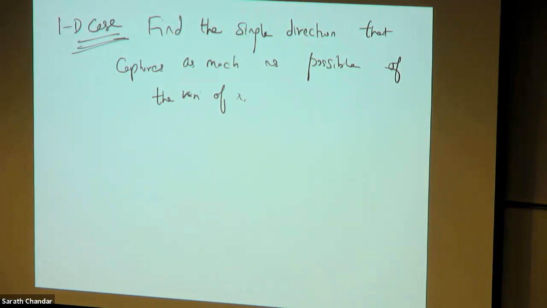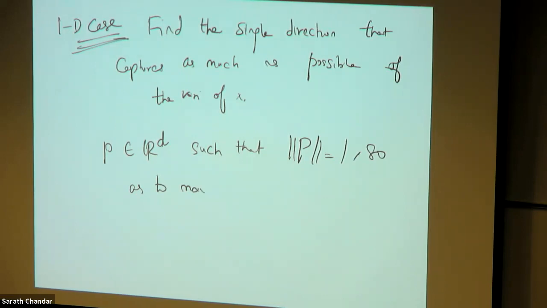Now, more formally, we are looking for some vector P, which is d-dimensional, such that the norm of P is equal to 1, so as to maximize the variance of P transpose X.